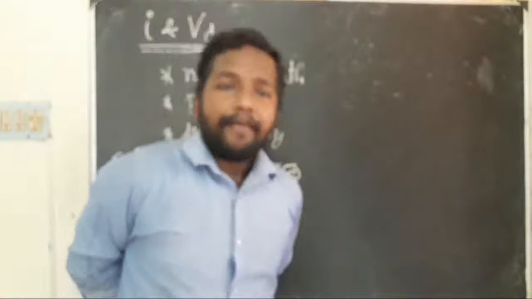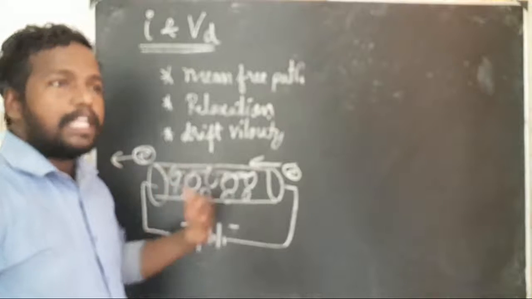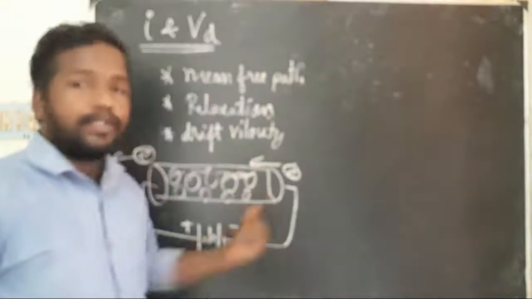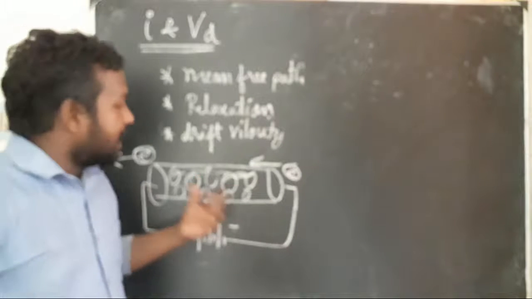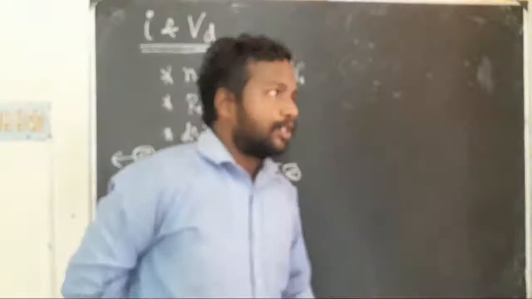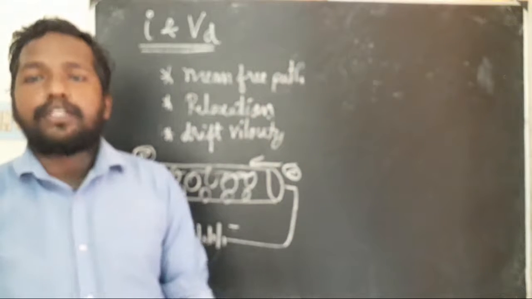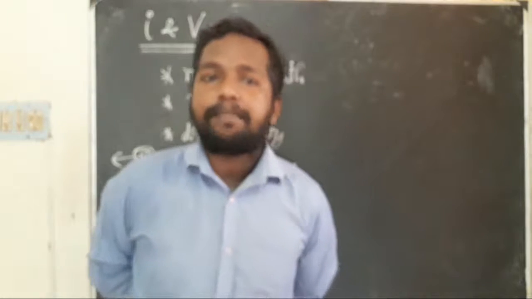It is not only at one or two places, it is at all places. The average distance between two successive collisions is called the mean free path. The average time taken between two successive collisions is called the relaxation time. The average velocity between two successive collisions is called the drift velocity. This is a concept we have to know.